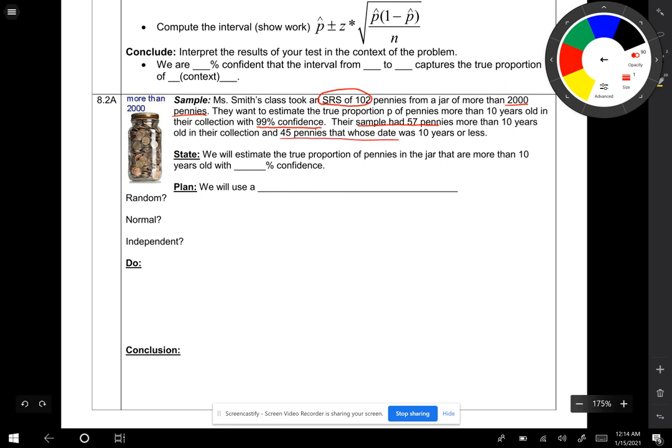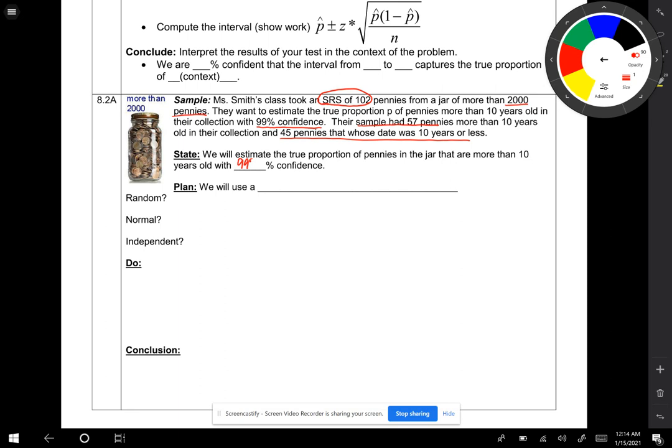So, all right, in our state, and some of this I've laid out, and notice that you're going to do more stuff in the do portion. So in the state portion, we will estimate the true proportion of pennies in the jar that are more than 10 years old with 99% confidence.